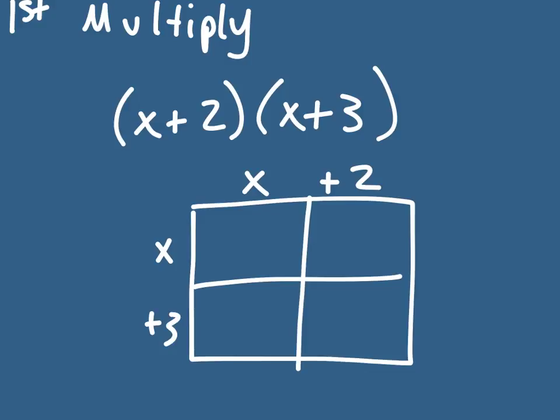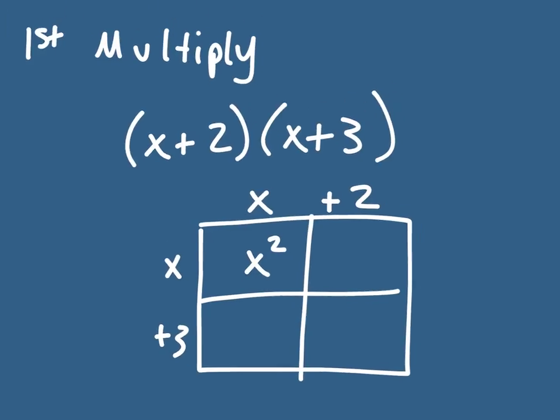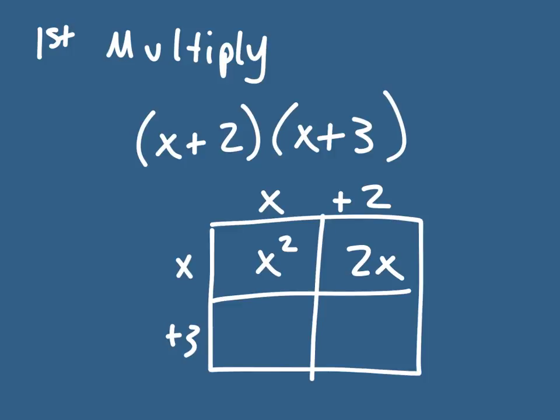and x plus 3 here. Then I'm going to multiply the parts on the side to get the stuff that's inside each box. In this box, I'm going to take x and multiply it by x, which gives me x squared. In this box, I'm going to take 2 times x, which gives me 2x. Same thing for this box, 3 times x, which gives me 3x. And this last box, I'm going to take 3 times 2 to give me 6.